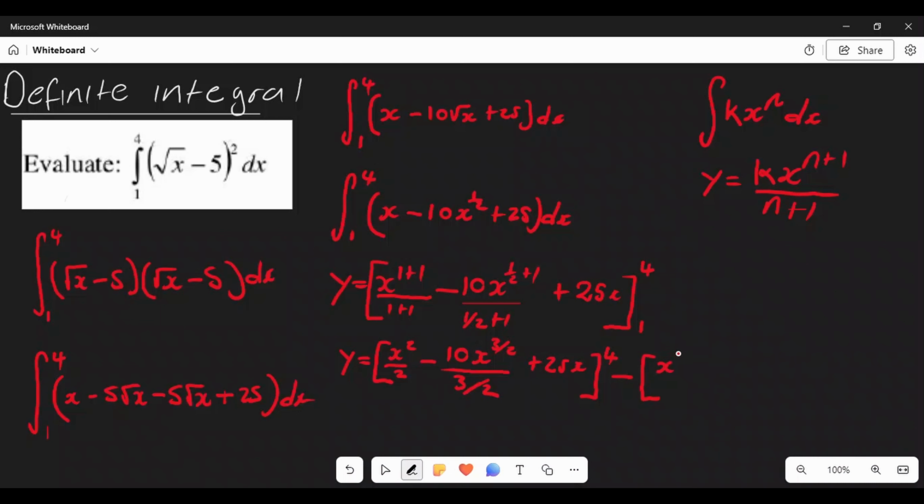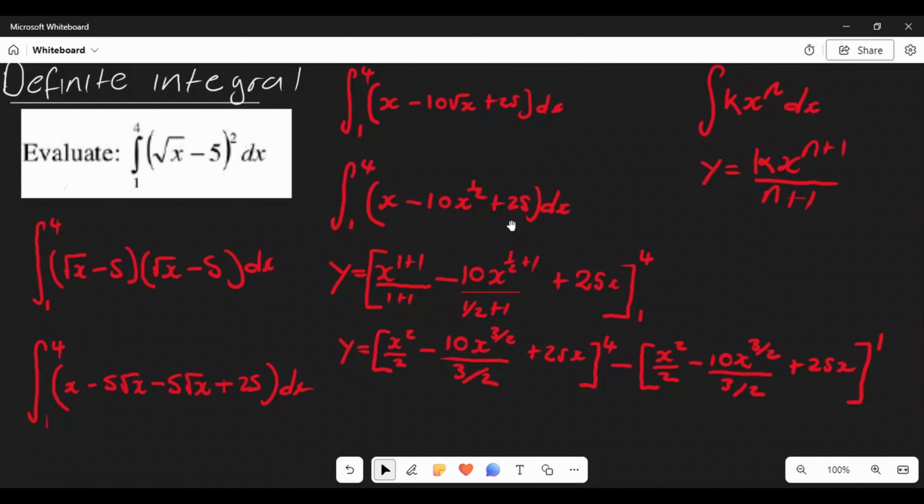So let's rewrite this: x squared divided by 2 minus 10 multiplied by x to the power of 3 over 2 divided by 3 over 2 plus 25x. And then here we're gonna have the lower limit. Now on the first bracket we're gonna substitute with the upper limit, and then we subtract with the second bracket that is substituted with the lower limit. So let me just create more space here so that we can have that. Right, so let's do it.